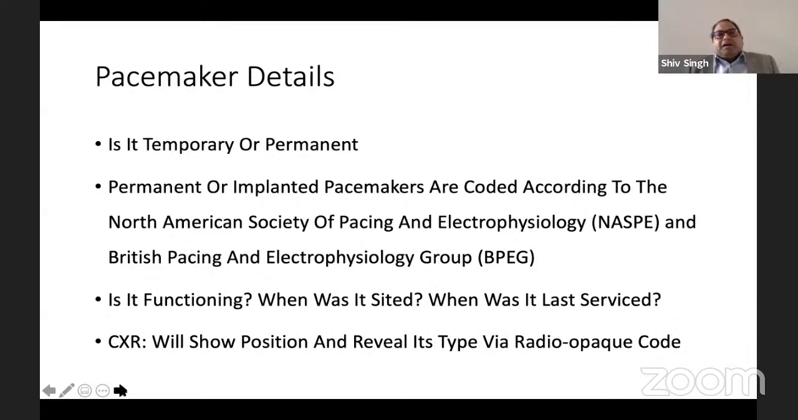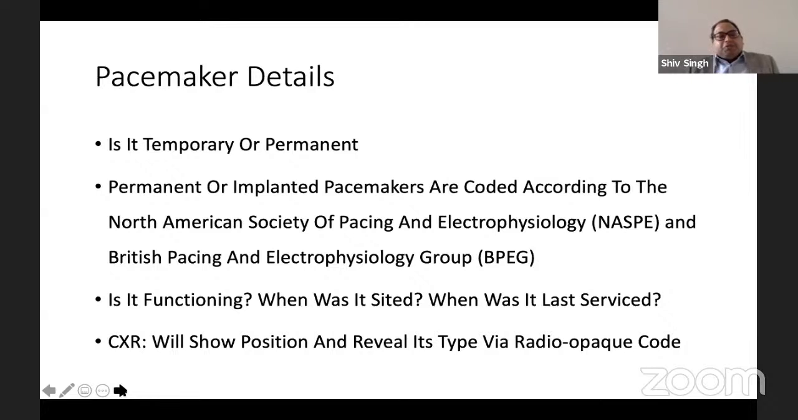So the pacemakers are classified according to the NASPE, that is the North American Society of Pacing and Electrophysiology, and the British Pacing and Electrophysiology Group, or BPEG. It will tell you when the pacemaker was inserted, what kind it is, and when it was last tested. So you need to ask the patient if they have the pacemaker card. Then you will need to know, is it functioning well, when it was sited, when was it last serviced, or when it was last tested.